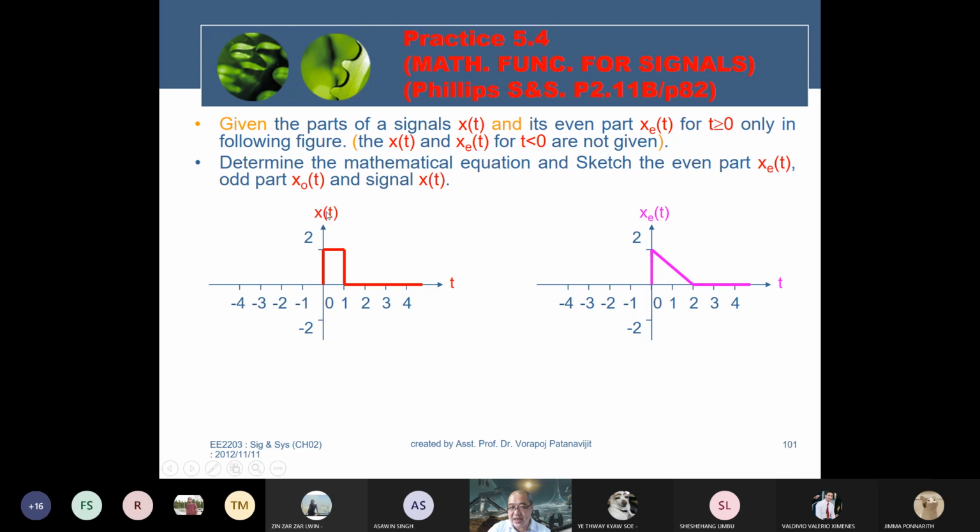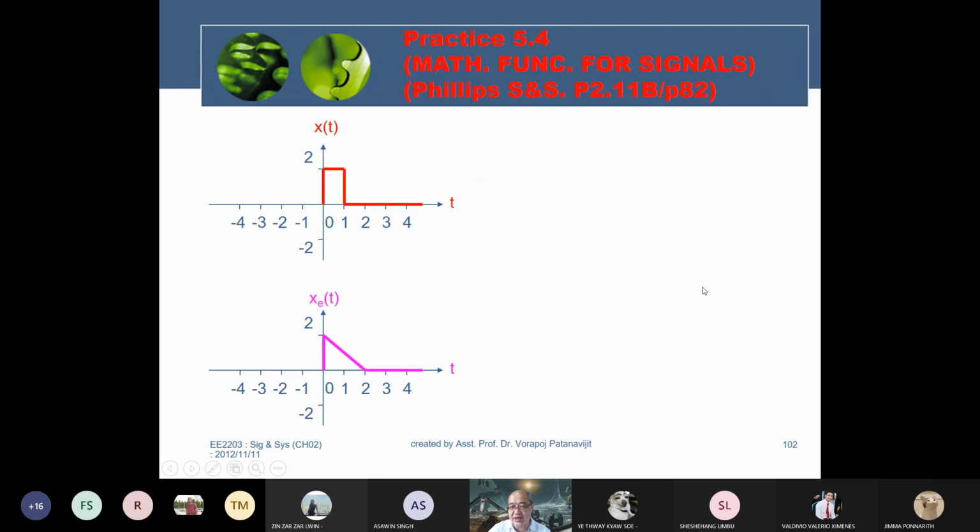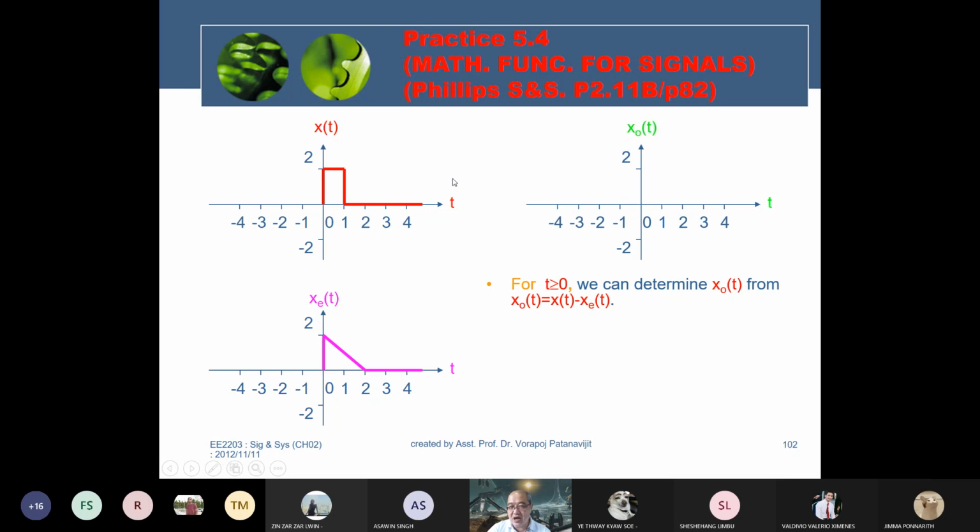Okay, the signal is x(t). x(t) is given here, and the even part of x(t) on the right hand side is here. You know that the even part of the signal on the left hand and on the right hand must be identical. Therefore, for time greater than 0, the even part of them is equal to here, and for the odd part, you know only the function for time greater than 0. You know that the overall signal x(t) equals the even part added to the odd part, or from another point of view, the odd part equals x(t) subtracted by the even part.